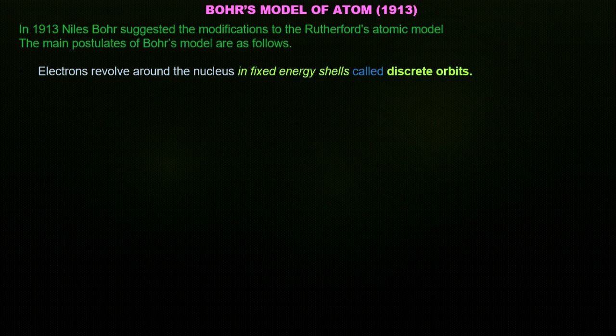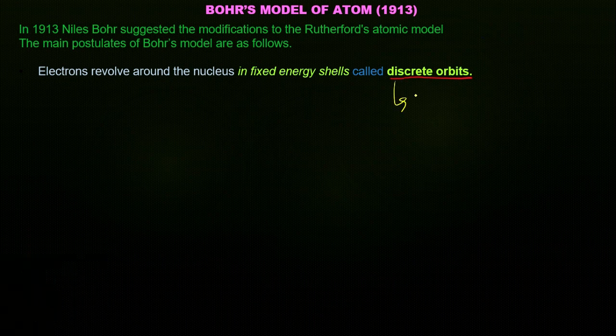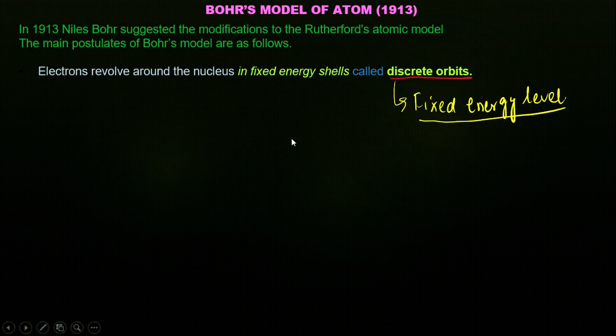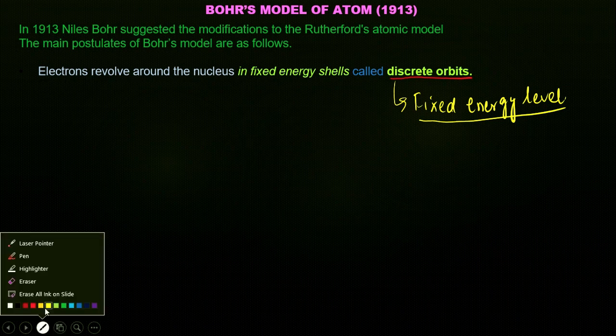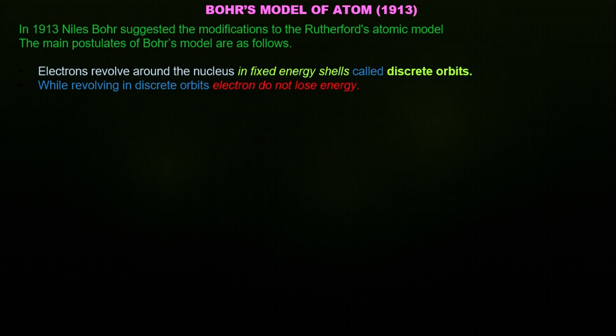In fixed energy shells, those shells are called discrete orbitals. Now, what is a discrete orbital? A discrete orbital is one which is having a fixed energy level. That's called a discrete orbit. And if the electron is having that amount of energy, that electron will be found in that particular orbit. That is how the discrete orbital concept works.